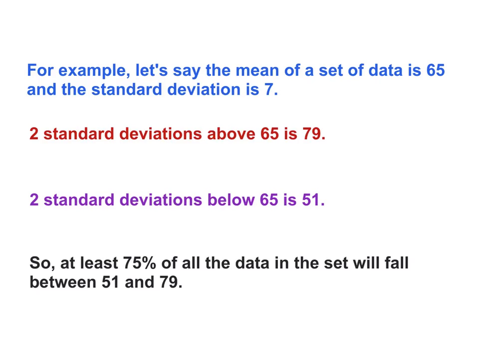If I wanted to say 3 standard deviations, then I would add and subtract another 7, and then I could tell you that at least 88.9% of all the data is going to fall between 44 and 86. Okay? It's just the number of standard deviations. If you wanted to see 3 standard deviations, you could do that calculation. I just did this as an example.